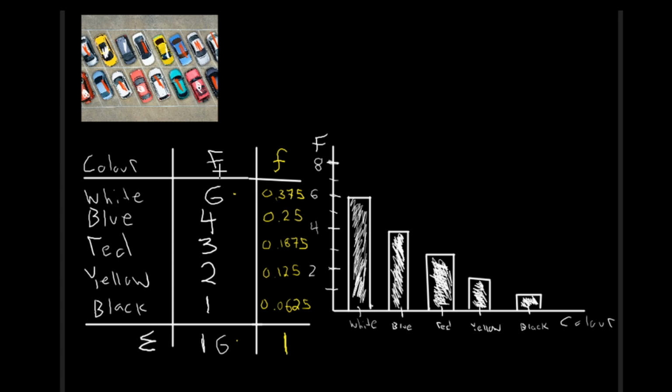So that's our bar charts, actual frequencies, relative frequencies, and how we create a frequency table and then go from the frequency table to the bar chart.